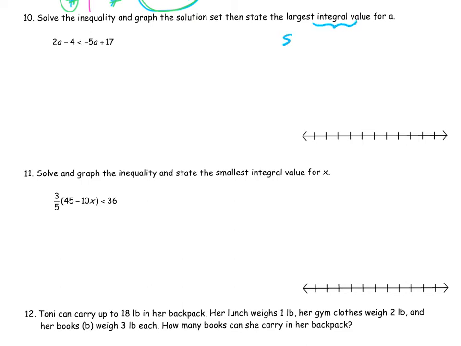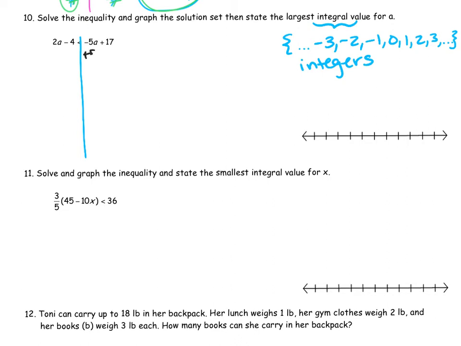So integers are like negative 3, negative 2, negative 1, 0, 1, 2, 3, and so forth. Those are your integers. Okay? So let's start by getting a by itself. I'm going to add 5a to both sides. We like the variable on the left when we're solving inequalities.